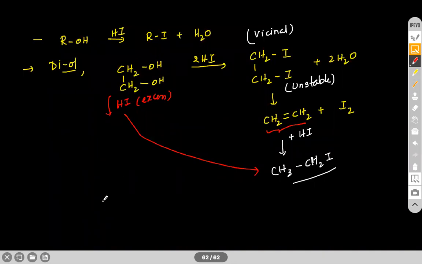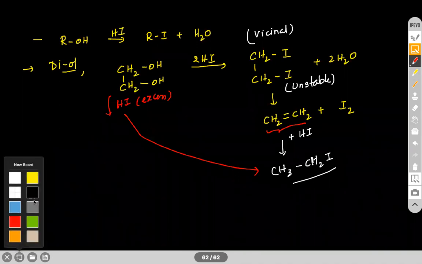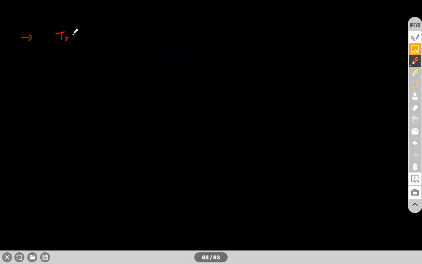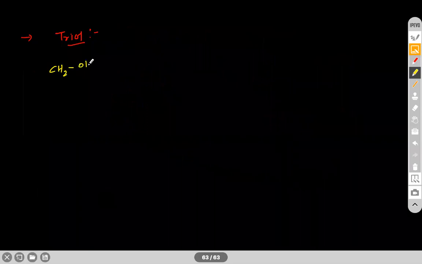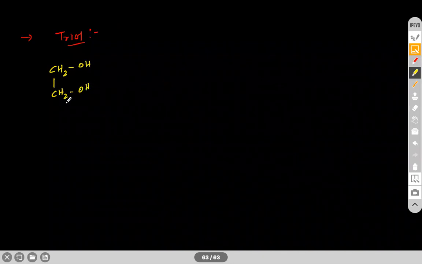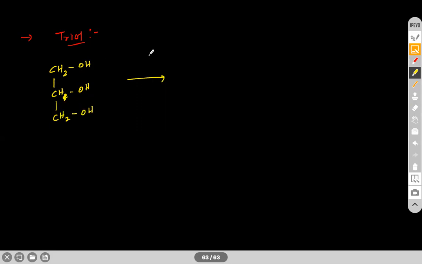Now, based on this only, we'll see the last reaction. Based on this only, we have this reaction of a triol. The reaction is CH2OH, CH2OH. This is important. JEE may have asked this question once. Triol, CHOH, yes, CHOH, my bad. You'll get this. Now, if you're using HI in excess, correct?